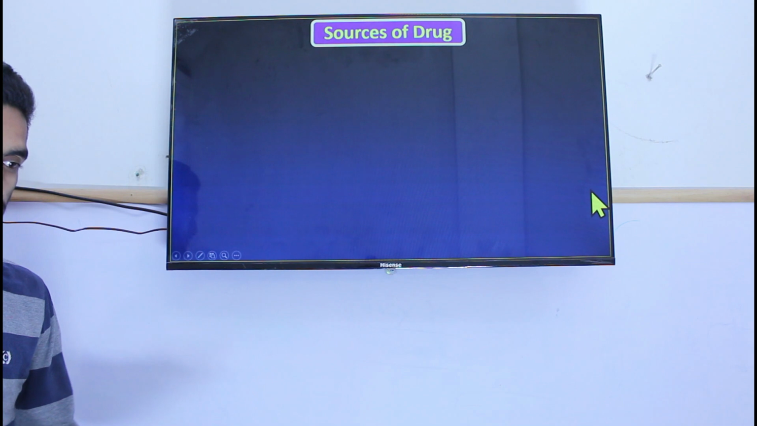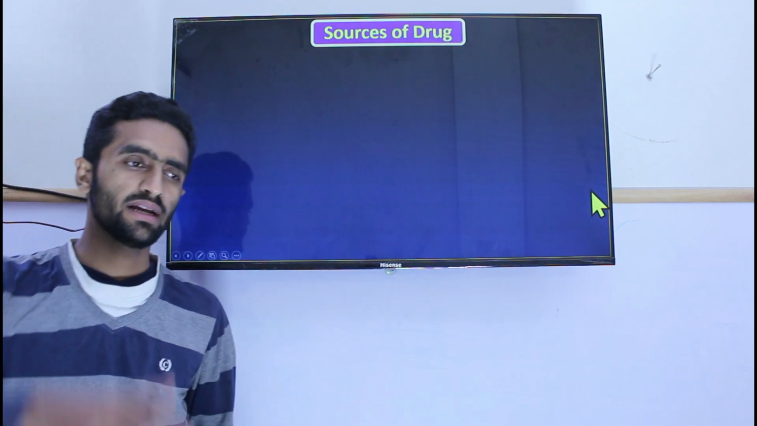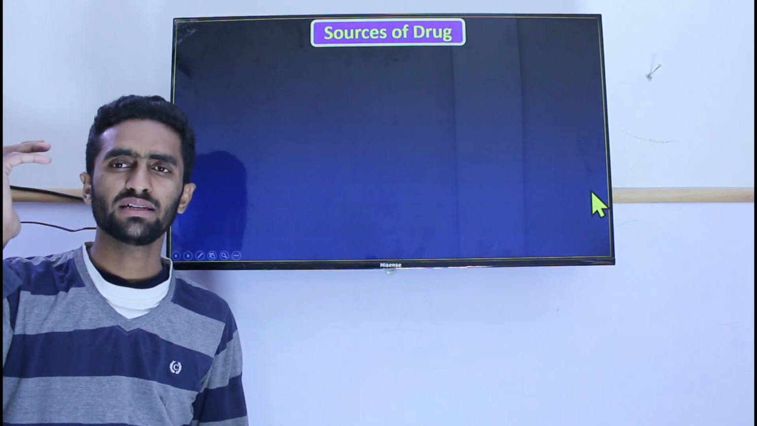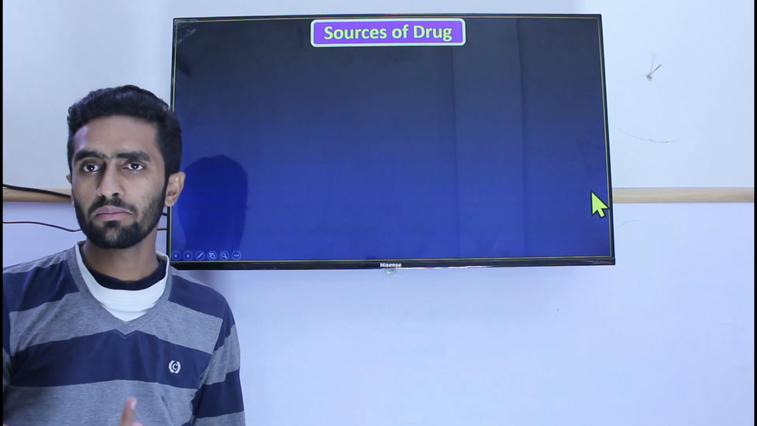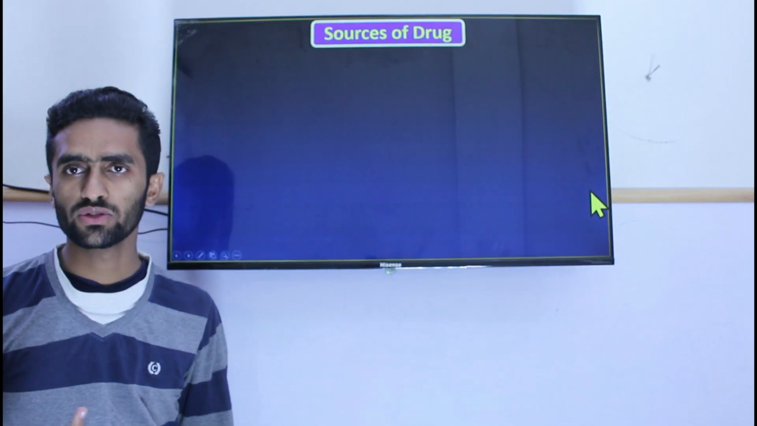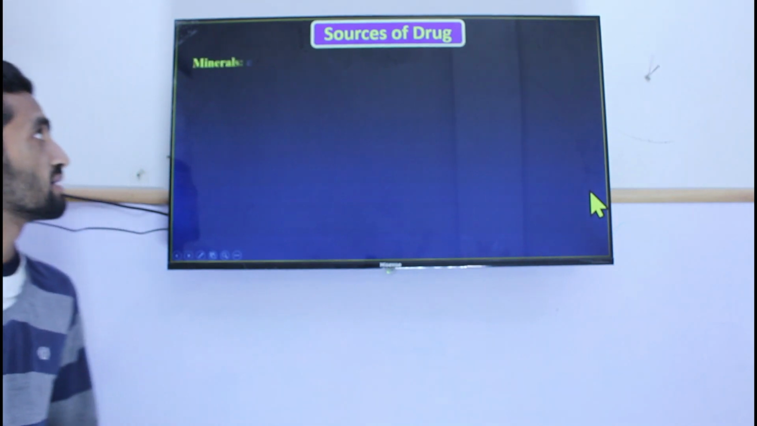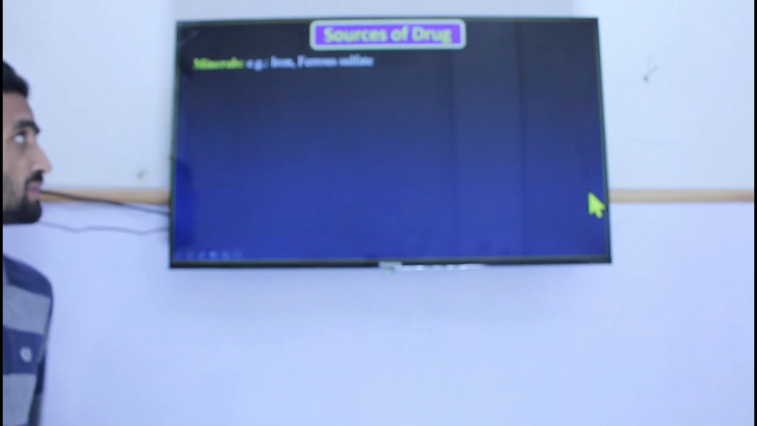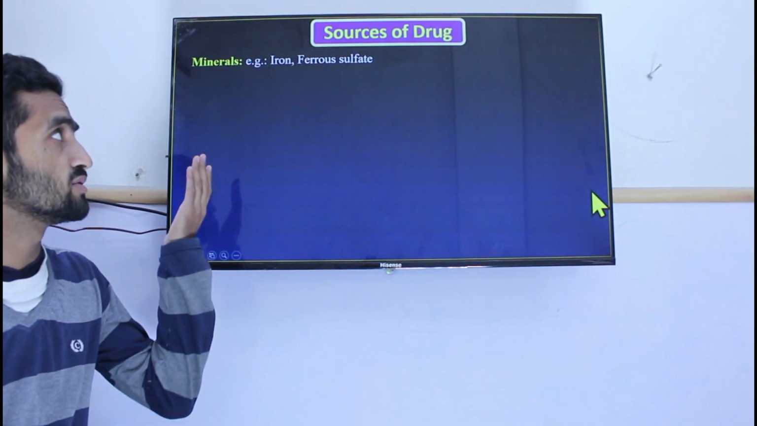So, what are the sources of drugs? In the past, mostly plants and animals were the good source. But now we have a couple of other sources, like minerals, iron, vitamins, or ferrous sulfate.